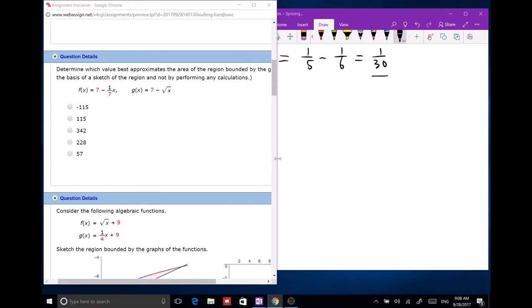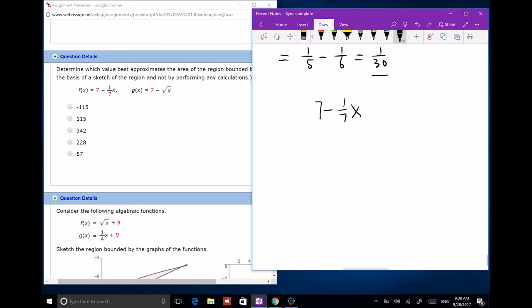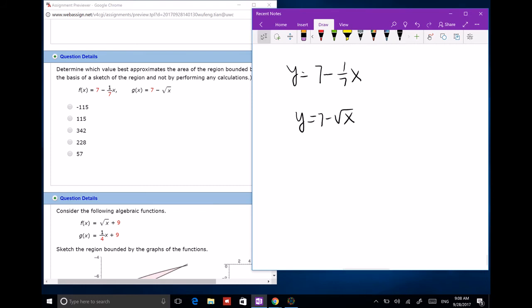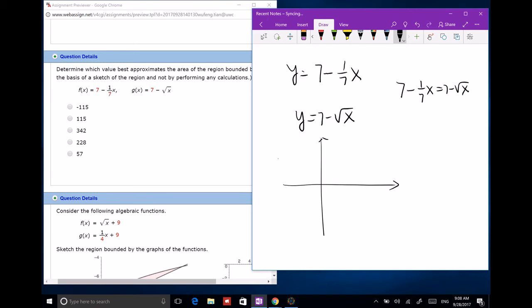You can set up y equals 7 minus 1 over 7x. The second one is y equals 7 minus square root of x. And you set them equal to each other. So 7 minus 1 over 7x equals 7 minus square root of x. If you draw the picture, I think the picture is 7 minus square root of x. Square root of x is like this, but with the minus it is like this. Up 7, so it should be like this. And up to 7 minus 1 over 7x.